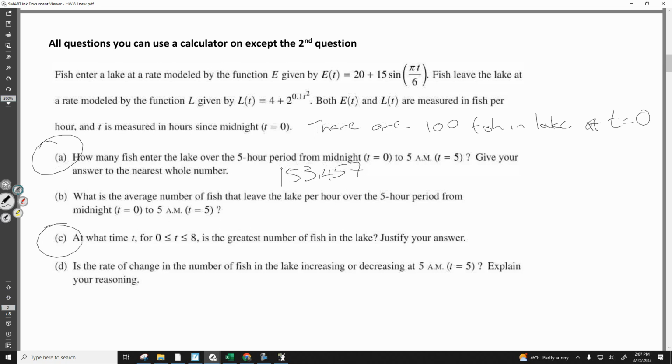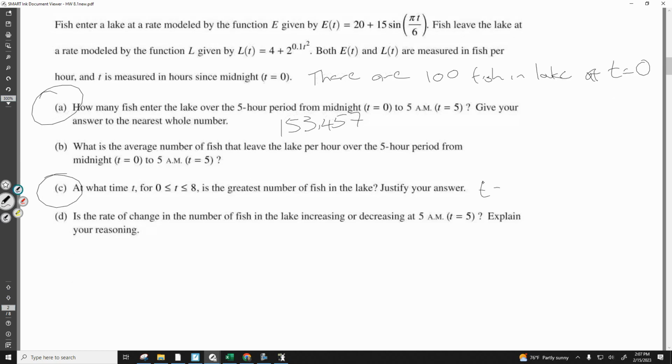You see the same thing I do, huh? Get the amount. So, how many fish are in the lake at your max? No, add that to 100.